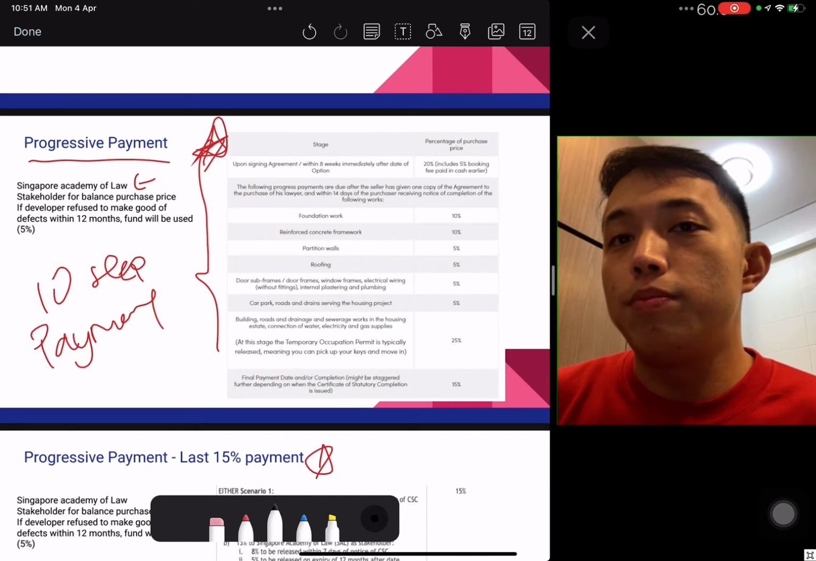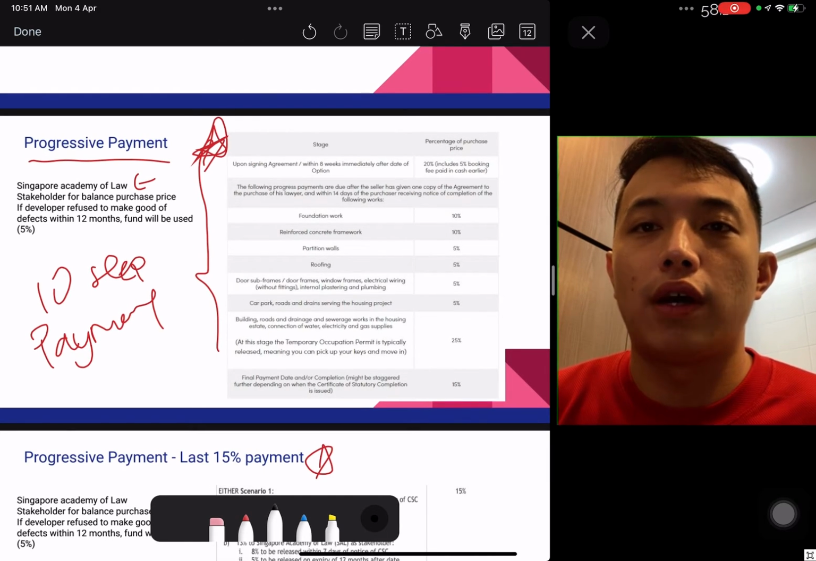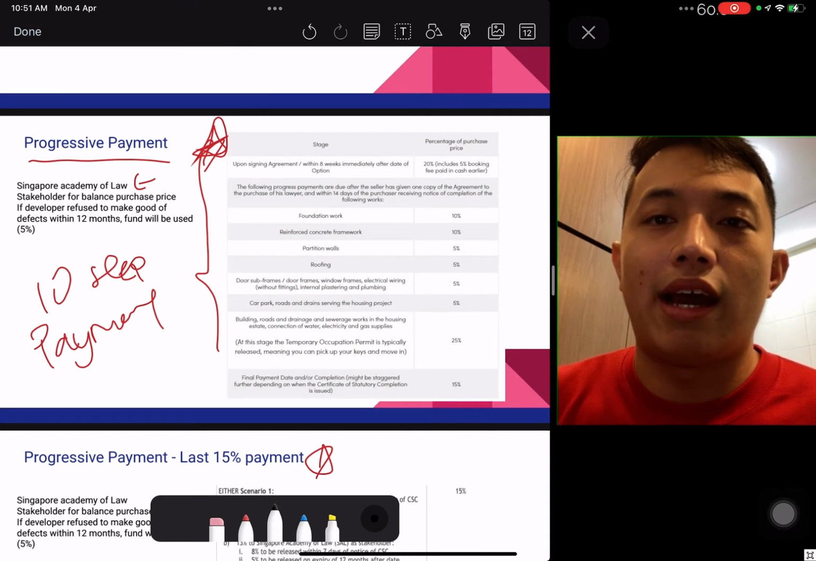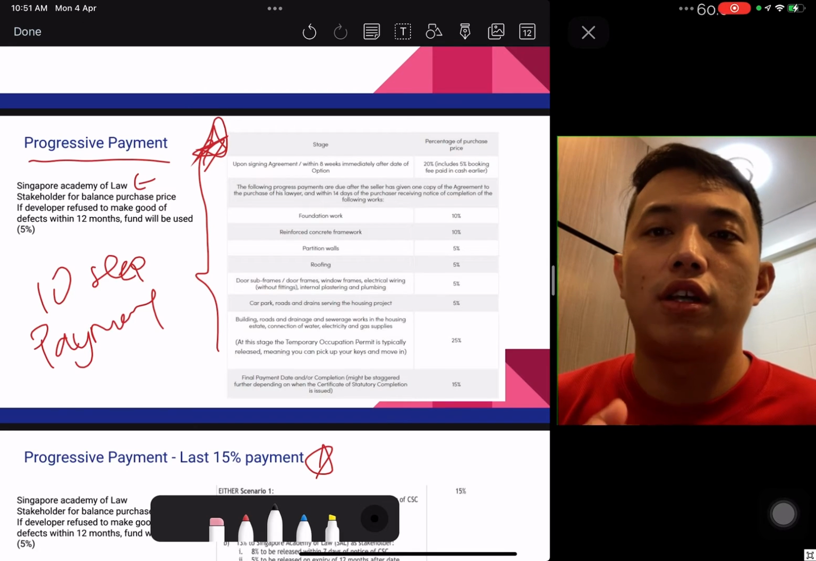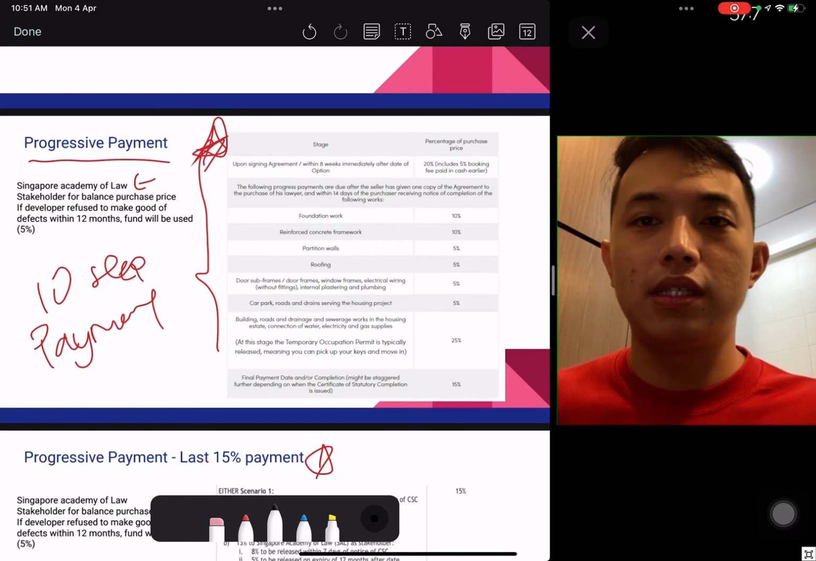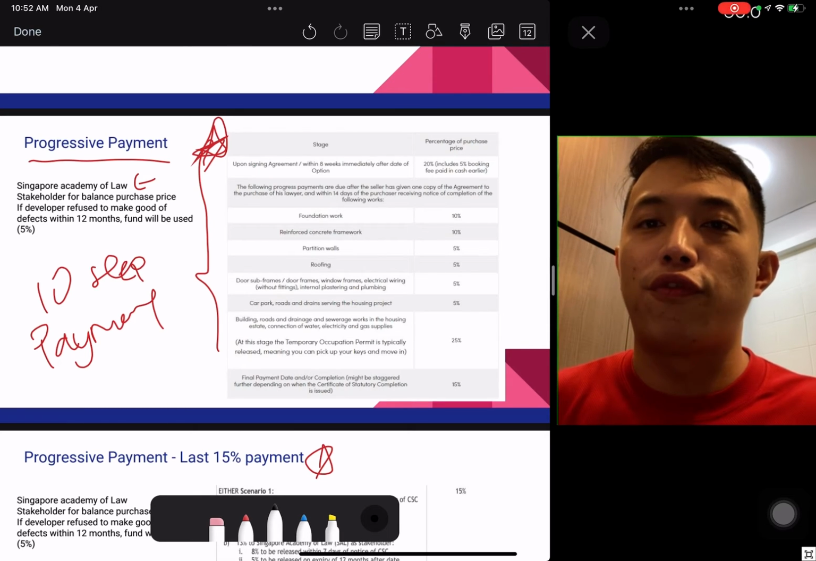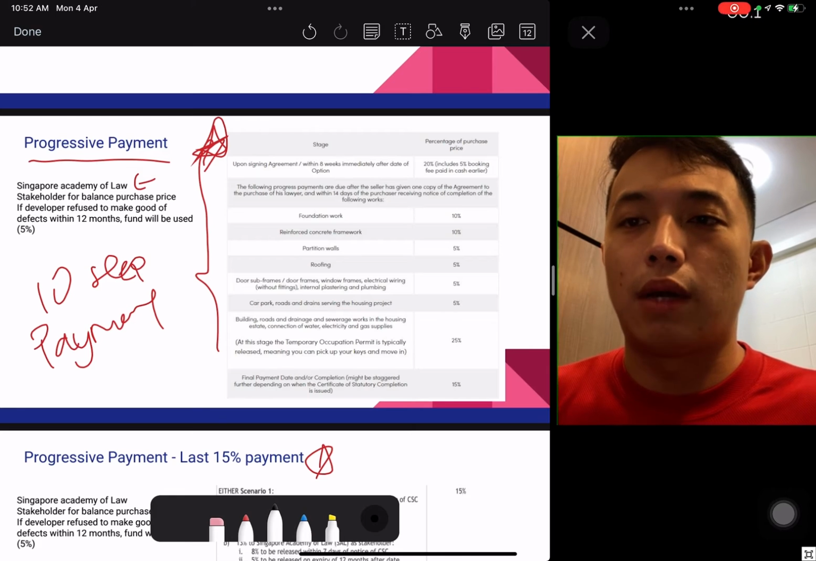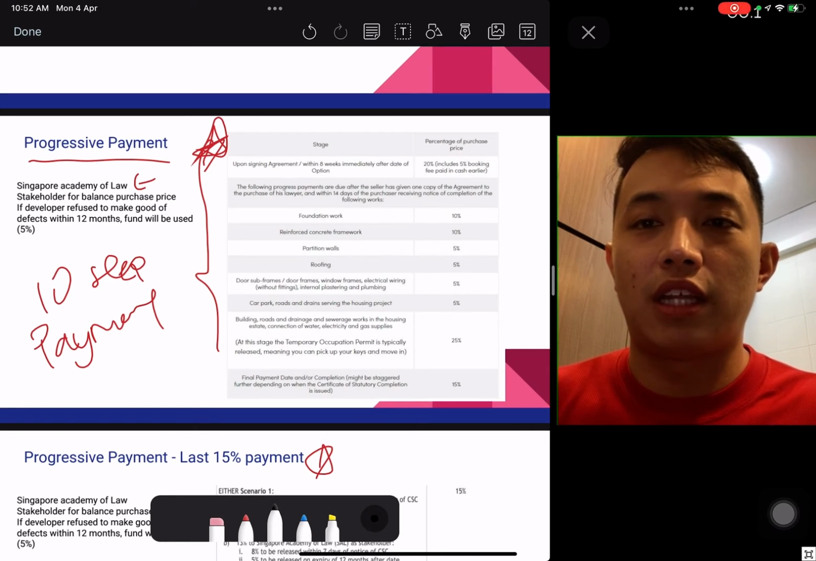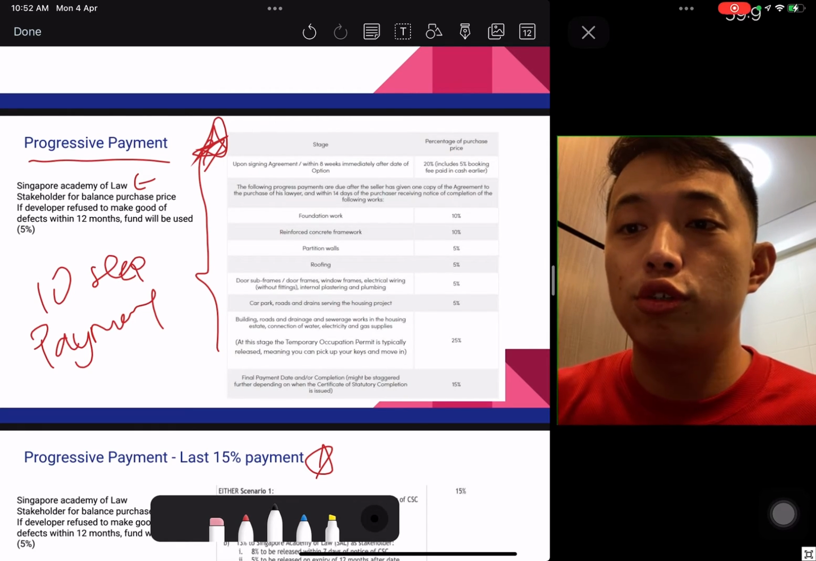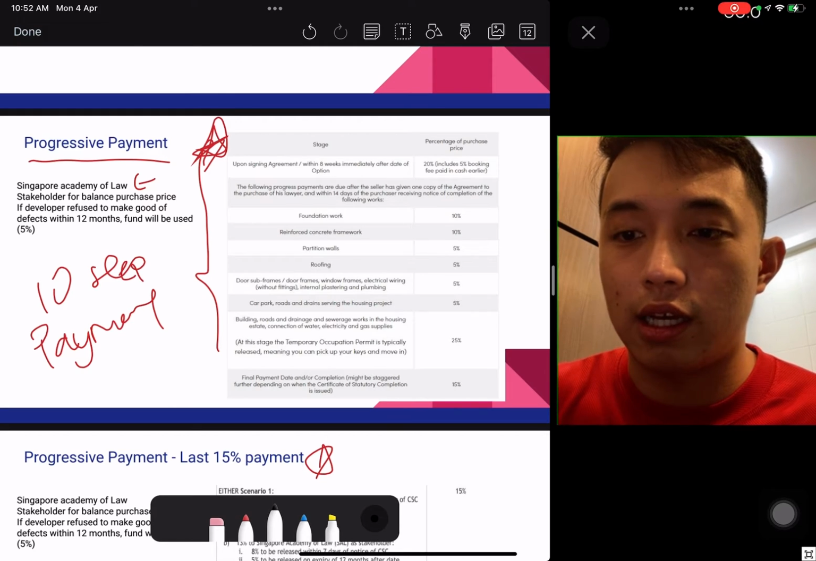So guys, do remember the 10 steps of progressive payment. Take note that SAL, Singapore Academy of Law, is a stakeholder that holds the money for the developers, just in case the developer refuses to make good the property within the first 12 months. The deduction for repair money will come out from the SAL. So the last 5% will be given as, I will show this part. This is actually in the black color pen.